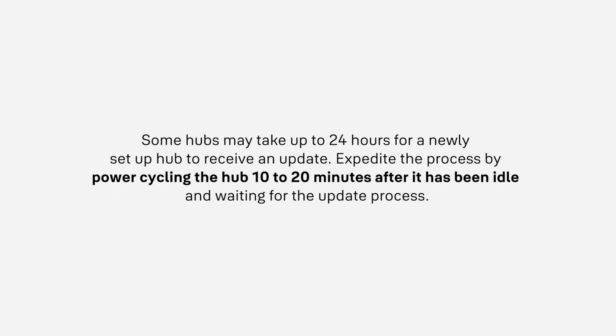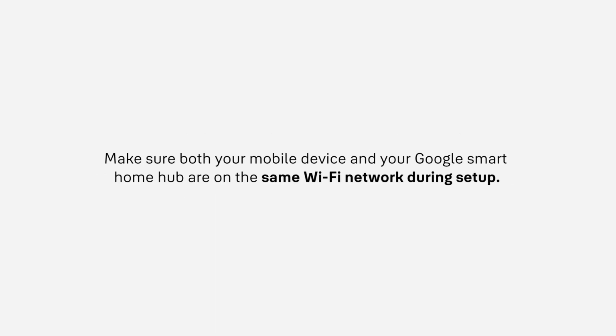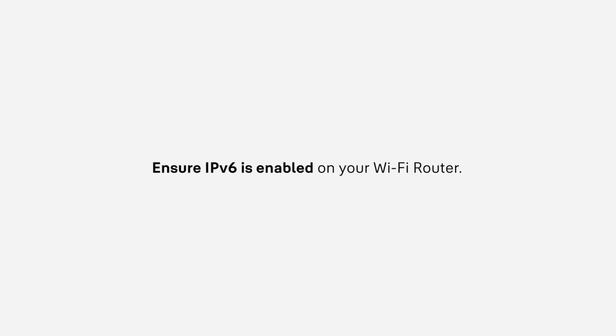Some hubs may take up to 24 hours for a newly set up hub to receive an update. Expedite the process by power cycling the hub 10 to 20 minutes after it has been idle and waiting for the update process. Make sure both your mobile device and your Google Smart Home Hub are on the same Wi-Fi network during setup. Ensure IPv6 is enabled on your Wi-Fi router.